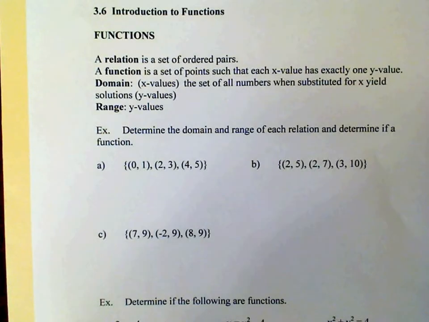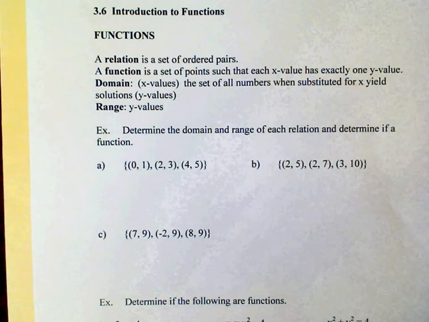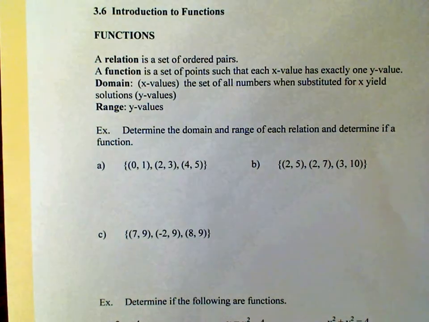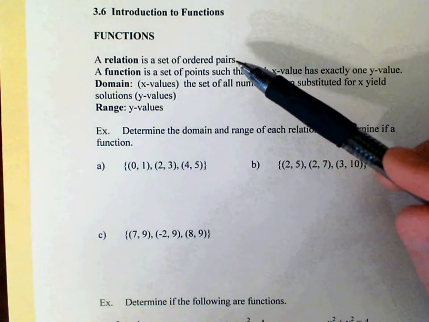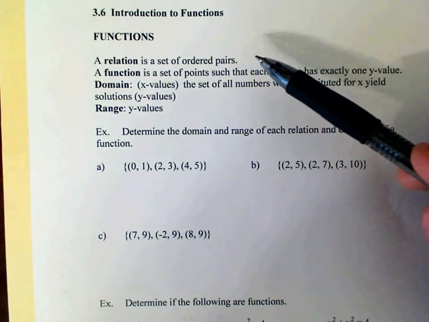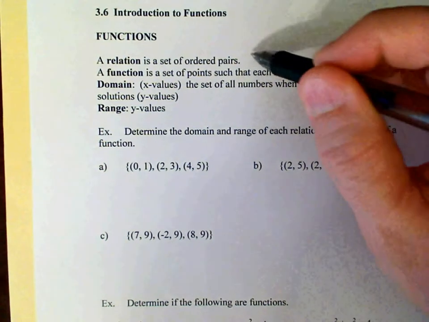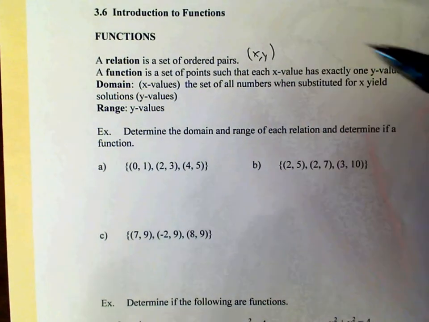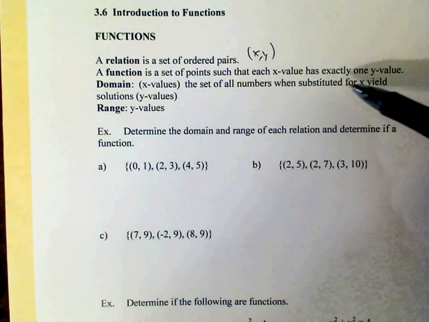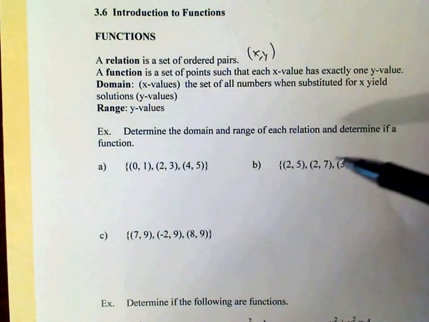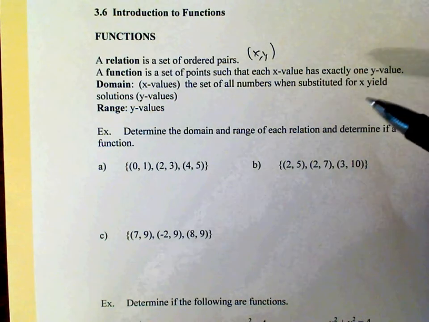Introduction to functions. Now a lot of this is definitions at the beginning anyway, so pay attention. First off, a relation is a set of ordered pairs. Ordered pairs are nothing but points. Points are always x, y. A function is a set of points such that each x value has exactly one y value. We'll do a few examples and this will be a lot more clear to you.